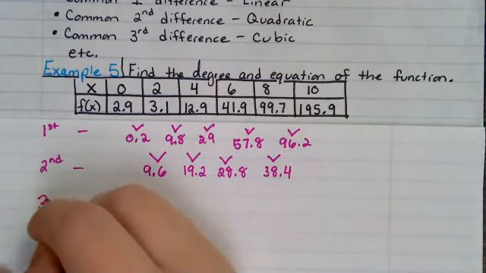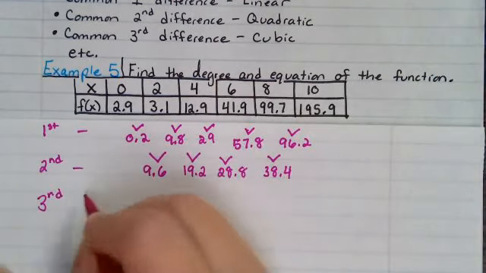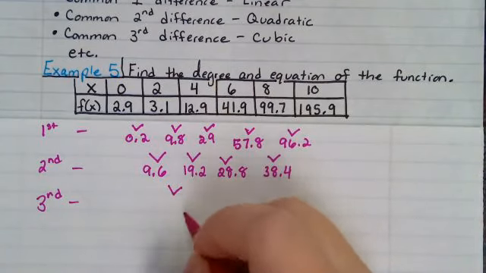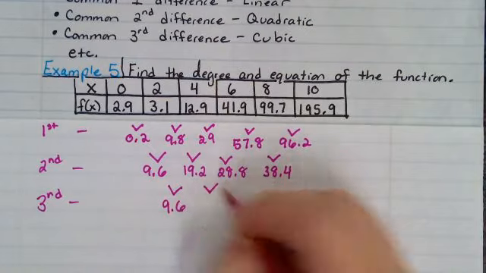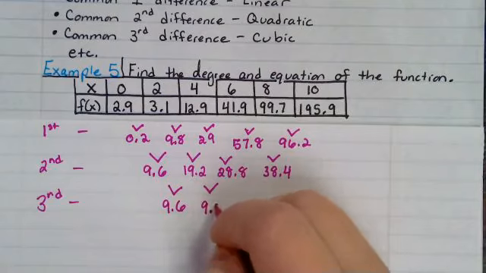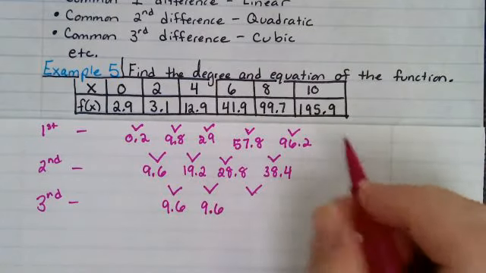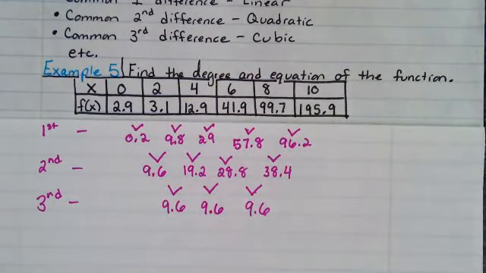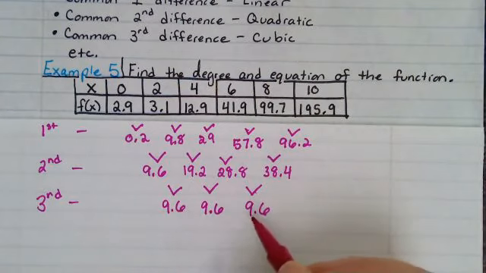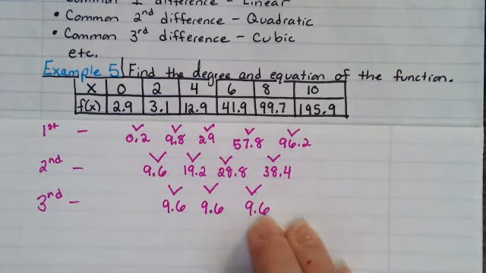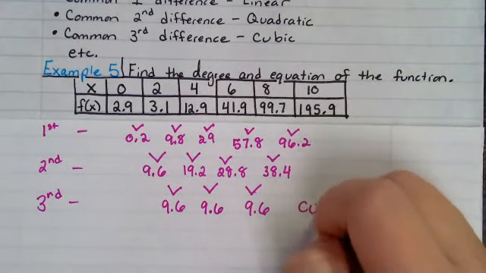But then we can look at the third difference. Okay. 19.2 minus 9.6 is 9.6. 28.8 minus 19.2 is 9.6. Hey, look at that. 38.4 minus 28.8, this is 9.6. You do need to make sure that you go all the way across. It's possible to get two of them that are the same without all of them being the same. So here I do see the whole row for the third difference is the same. So that's great. That tells me that it is cubic.